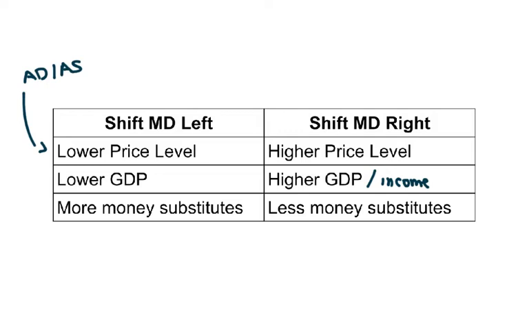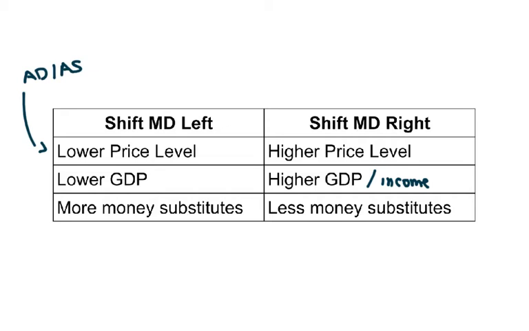Finally, money substitutes. For example, if credit cards and debit cards become more prevalent, then people don't want to hold on to as many physical dollars. And so money demand would shift to the left.